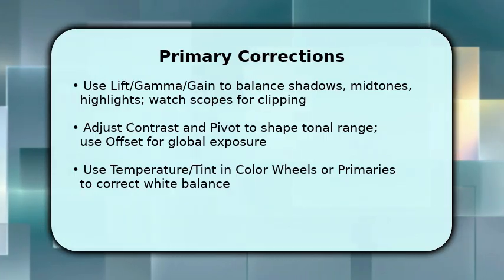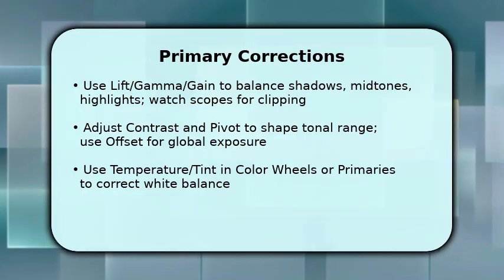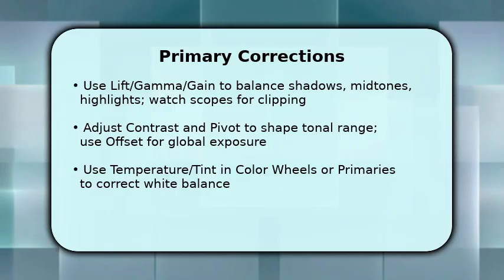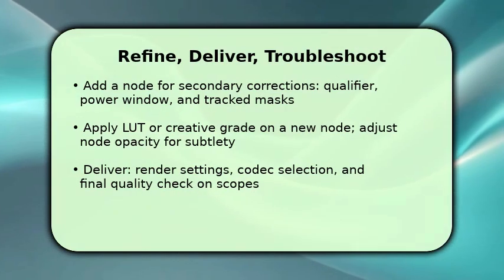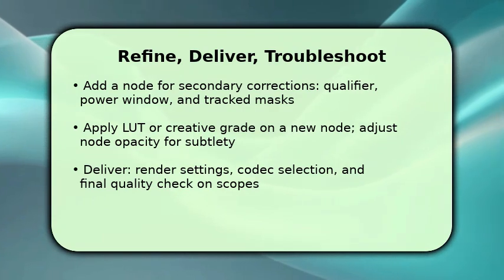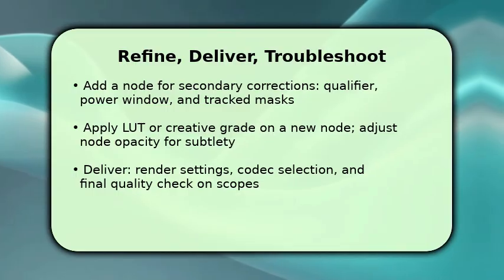Next, handle color cast. Use temperature and tint controls in the color wheels or primaries to neutralize skin and whites. These steps stabilize image before creative looks. Finish by doing secondaries. Create a new node, use the qualifier or power window to isolate areas like skin or sky, and track the mask so it follows motion.